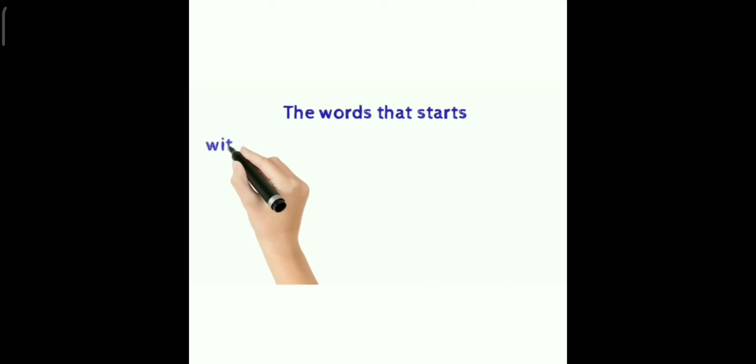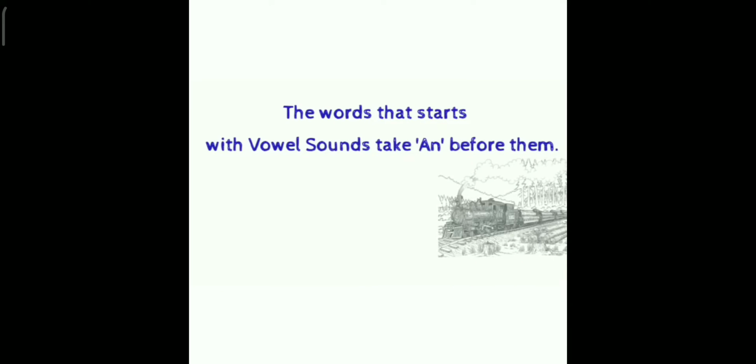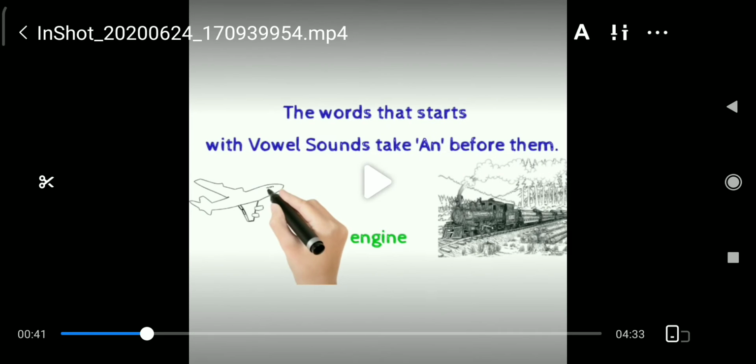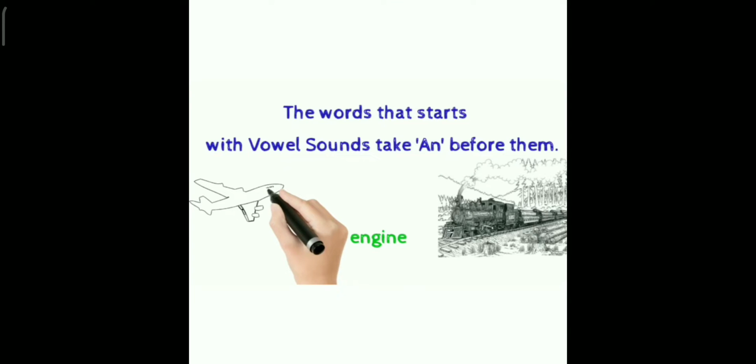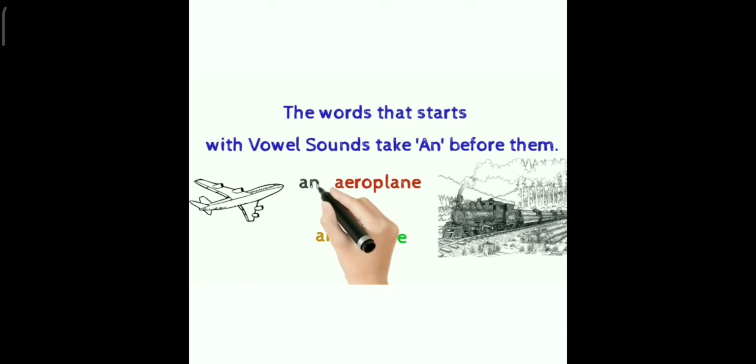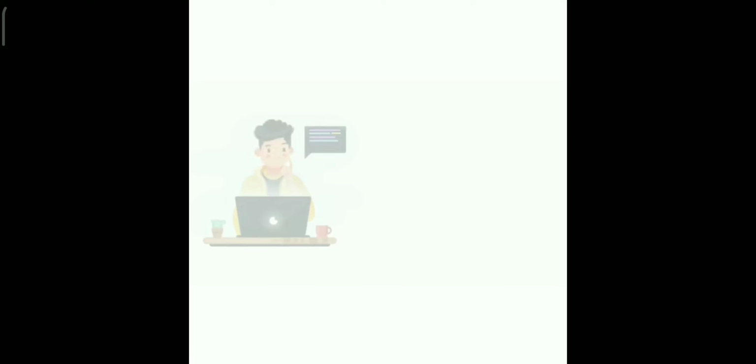The words that start with vowel sounds take an before them. Now what is this? This is an engine. The sound of an engine is A. A is a vowel, so it will take an before it. Right? So we will say an engine. Now next is aeroplane. The sound of aeroplane is A, and A sound is also a vowel sound. So we will say an aeroplane.